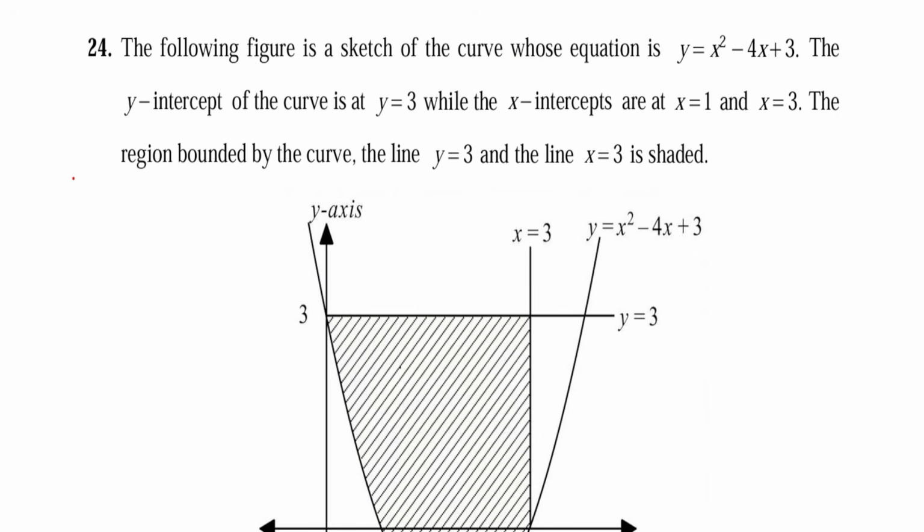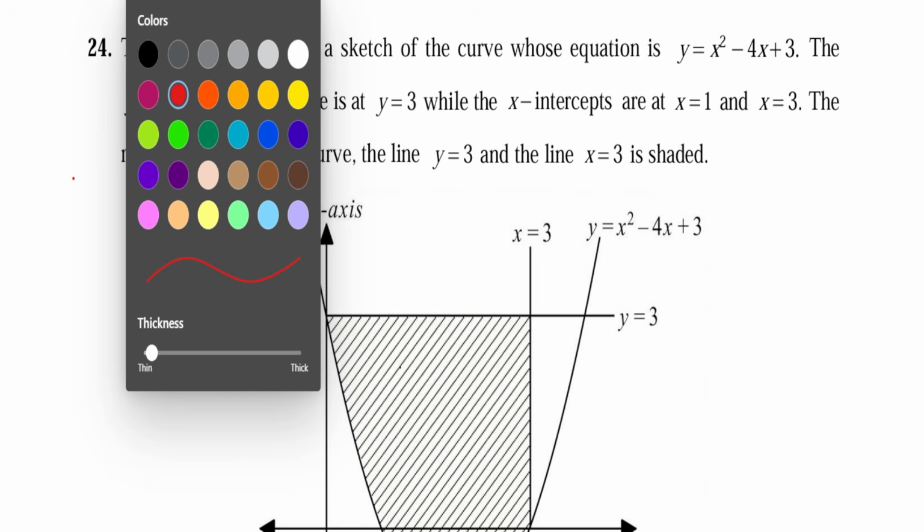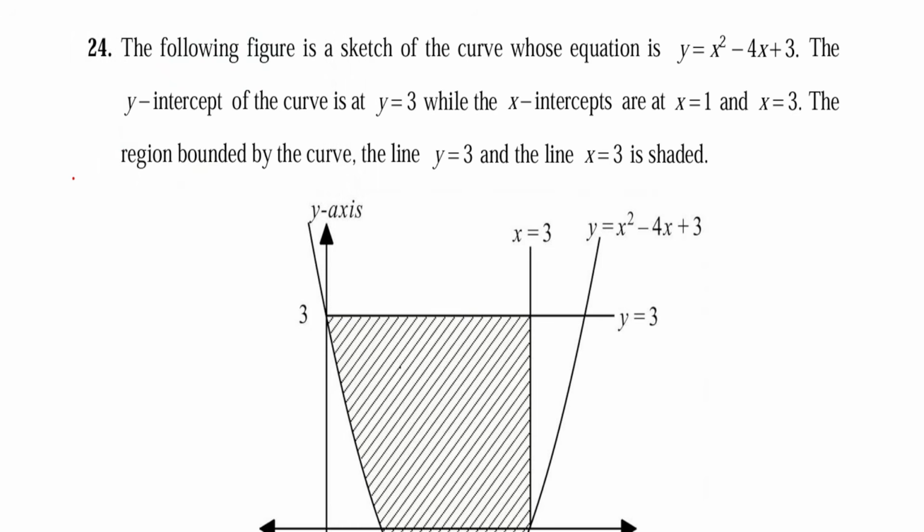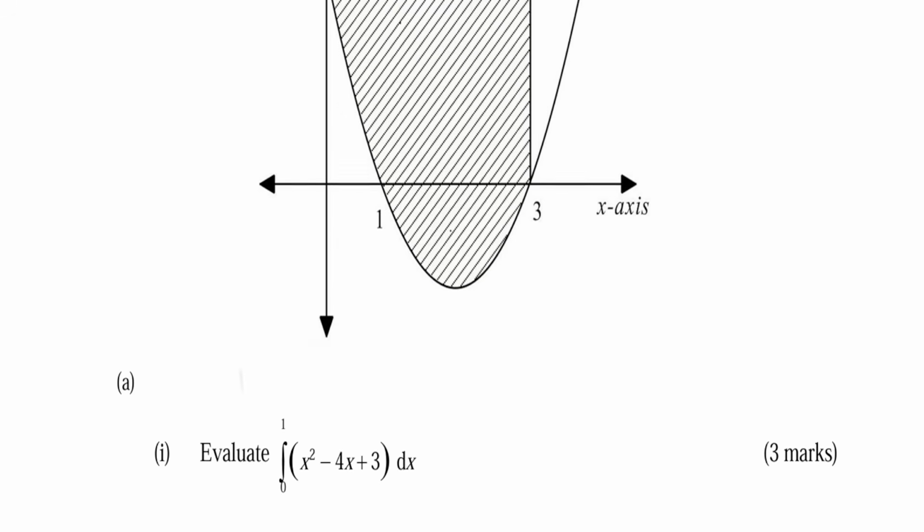Question 24. Now let's try out this question. The following figure is a sketch of the curve whose equation is y equal to x squared minus 4x plus 3. The y-intercept of the curve is at y equal to 3, while the x-intercepts are at x equal to 1 and x equal to 3. The region bounded by the curve, the line y equal to 3, and the line x equal to 3 is shaded. So I think we need to find out what the answer to the shaded region is.